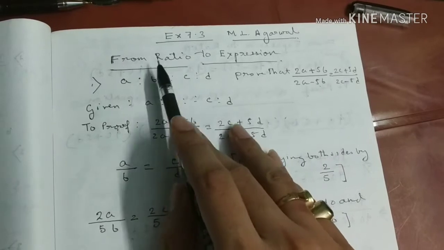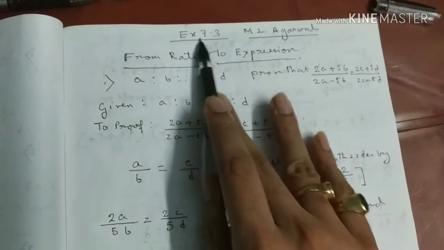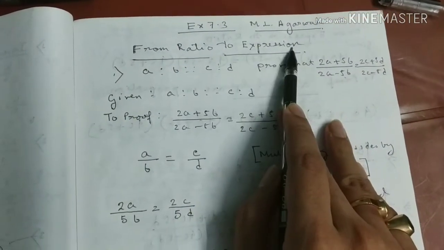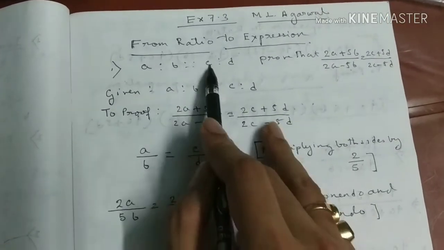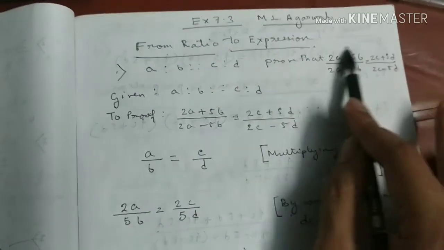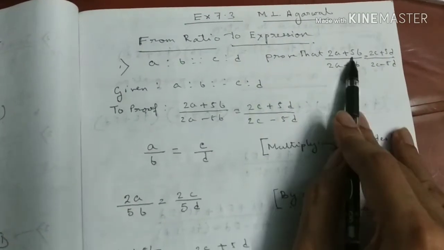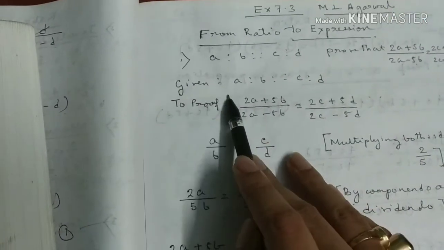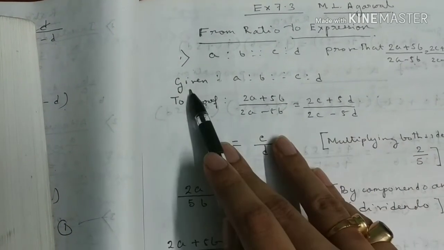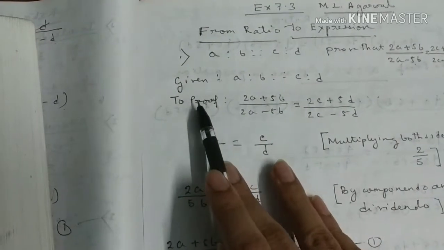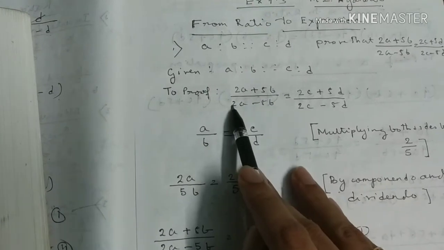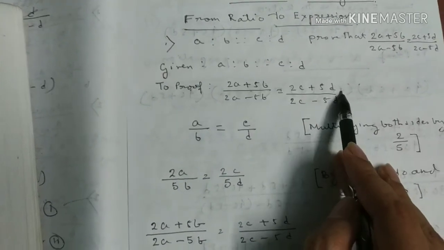The very first method is from ratio to expression. We are doing exercise 7.3 from M.L. Agarwal. The first pattern is from ratio to expression. What does that mean? A is to b, c is to d, they are in ratio form, and from there we are going to move towards the expression. This is the expression we need to prove. How? Let's start. First we need to write given. Whatever statement is given, you must mention it by writing given first, given colon, and this. Then what they have asked you to prove. To prove: 2a plus 5b divided by 2a minus 5b is equal to 2c plus 5d divided by 2c minus 5d.